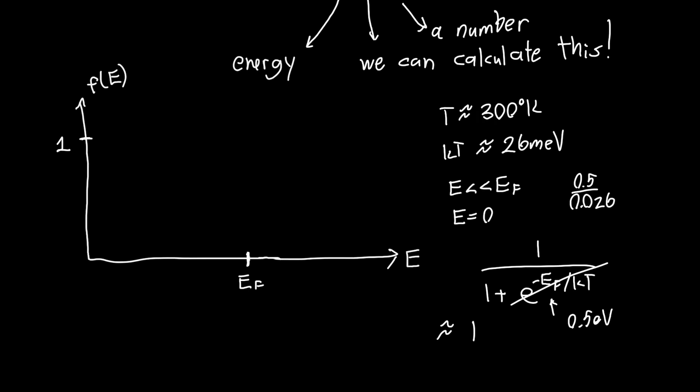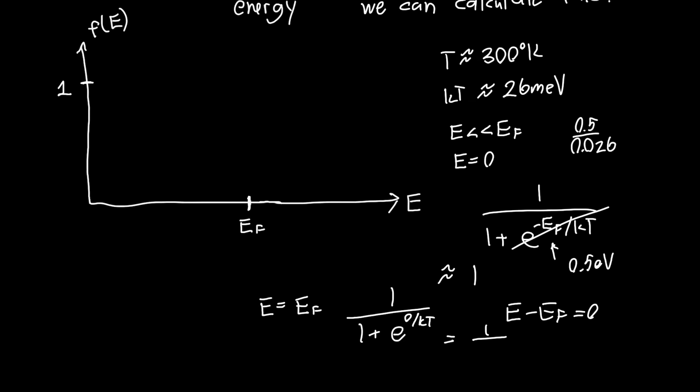What about when the energy is equal to the Fermi energy? So E is equal to EF. Well, then this function just becomes 1 over 1 plus e to the 0 over kT, because E is equal to EF, so E minus EF is just equal to 0. Or 1 over 1 plus 1, which is just equal to 1/2. So when E is equal to EF, our Fermi function drops to 1/2.